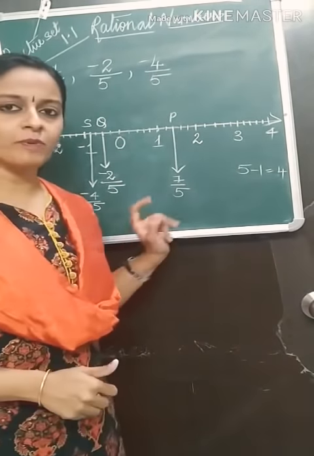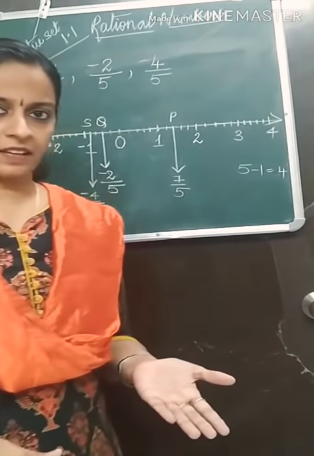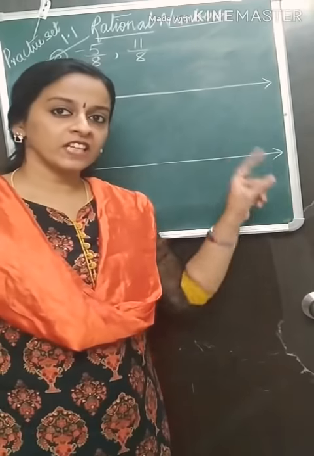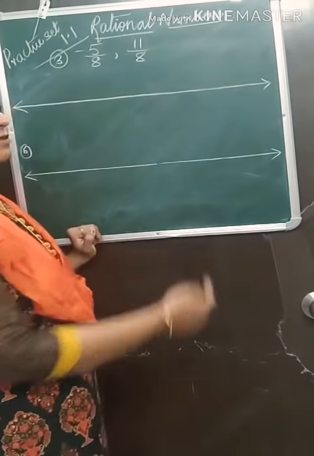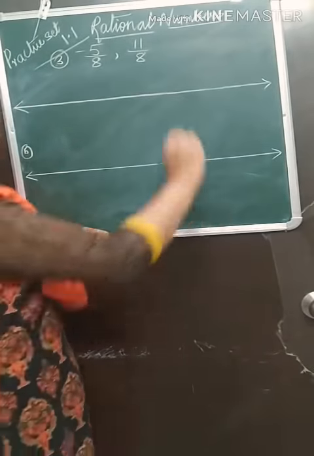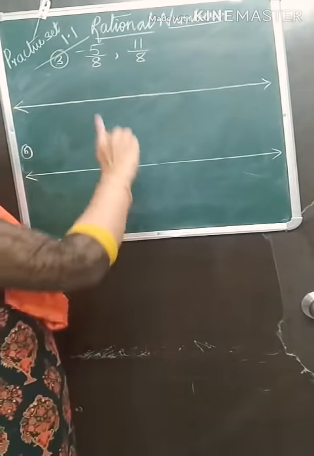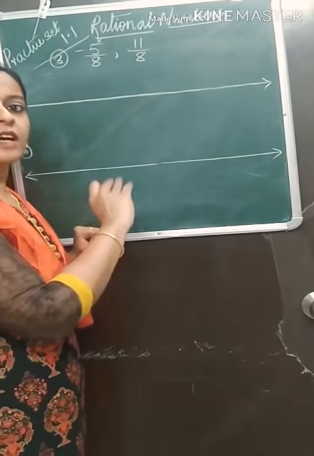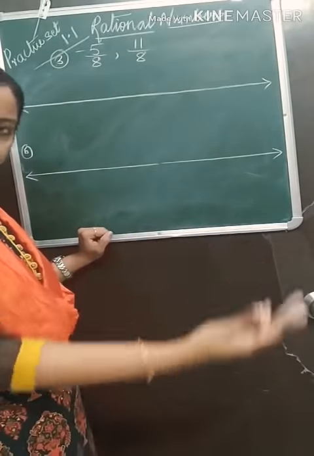Done? So you have plotted the numbers on a number line. Now let's start with the third sum. Only two numbers we have to plot. First number is minus 5 upon 8 and second number is 11 upon 8. One is a negative number. A negative number will come on the left side. A positive number will come on the right side.